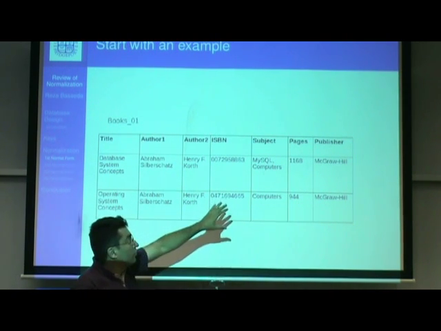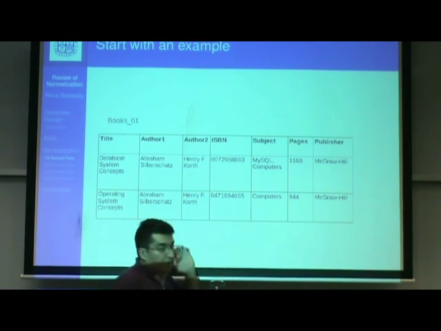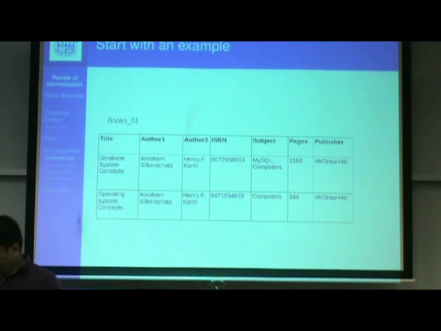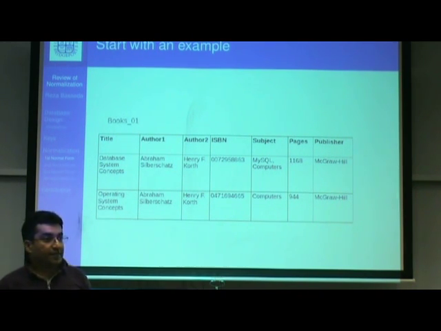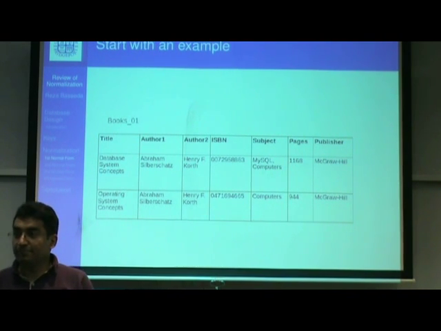Okay, so obviously this is a kind of violation of the first normal form. There is another violation over here. Redundancy of data. I mean, both authors are the same.